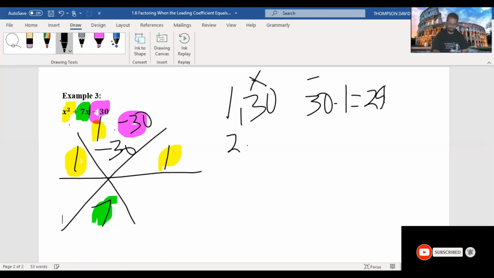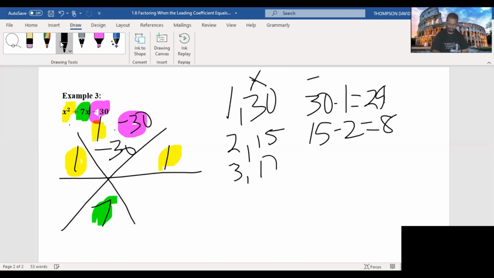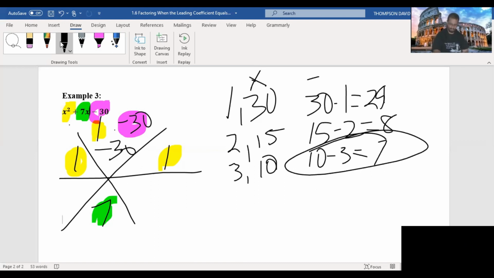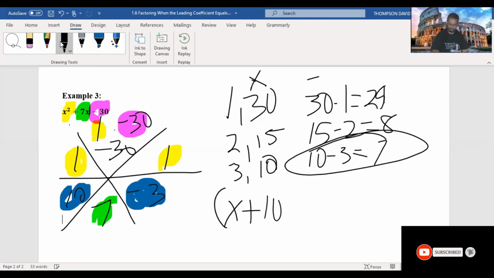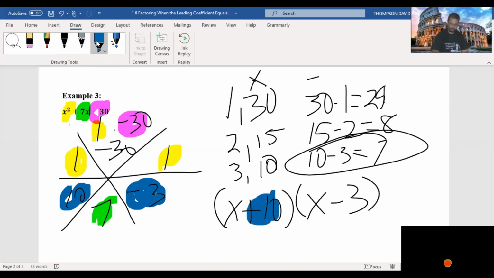So now we want to think 2 and 15. 2 times 15 gives me 30, but 15 minus 2 gives me 8, so that doesn't help. Then we want to think, okay, 3 and 10. 10 minus 3 gives me 7, so this is the one I'm looking for. So we fill in with positive 10, negative 3. We'll highlight that in blue. And our factor form will be x plus 10, x minus 3, and we are done factoring.